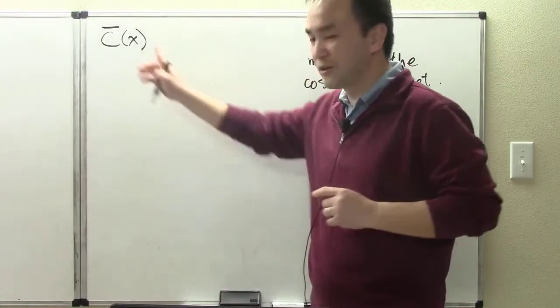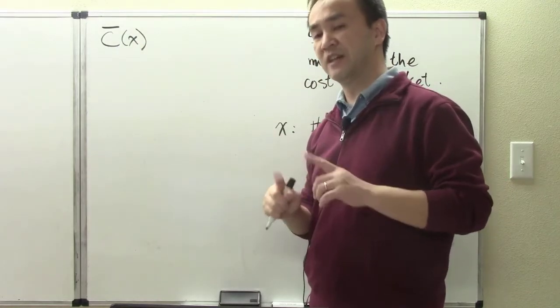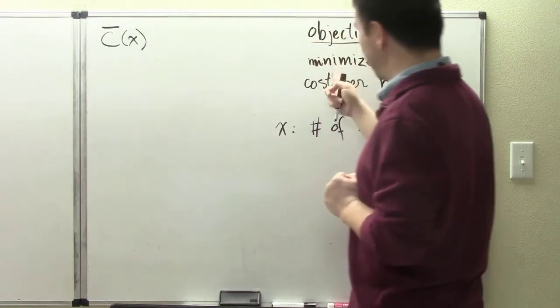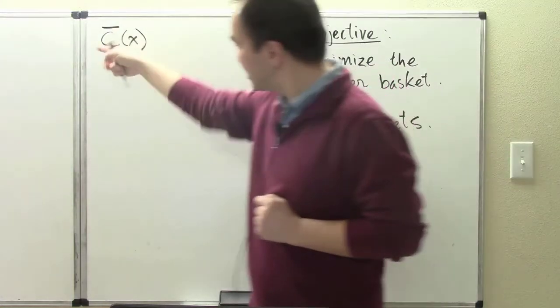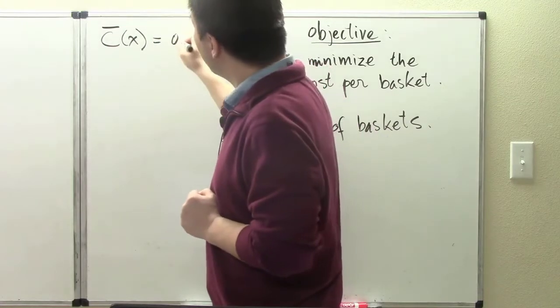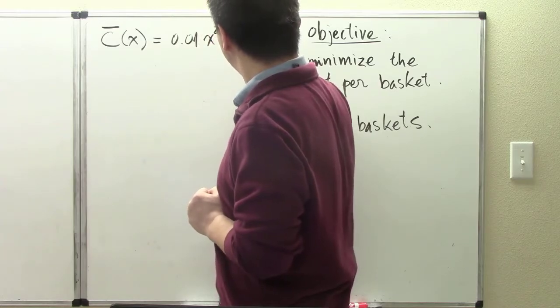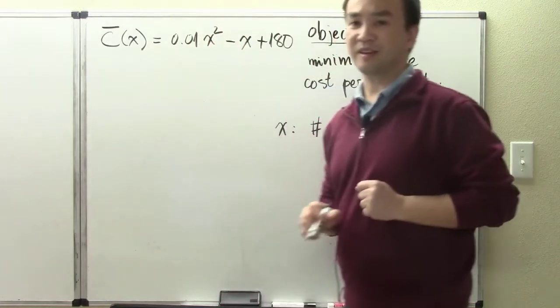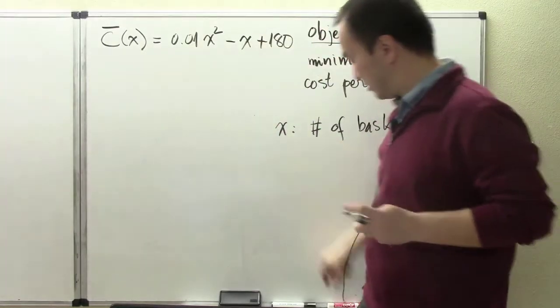We're still going to have to write it down to keep it clear for us. That's where our objective function is. So the objective here is to minimize the cost per basket, but mainly we work on this objective function. So now the function itself is 0.01 x squared minus x plus 180. Okay, so my board is getting a little busy, but this part right here is our objective function.